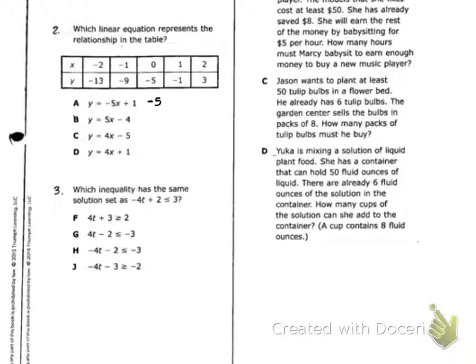Negative 5 times negative 2 is 10 plus 1. That's 11. And what I should get is negative 13. So that doesn't work. Alright, so let's do another one. So this one's A. Let's do B. 5 times negative 2 minus 4. 5 times negative 2 is negative 10 minus 4. That's negative 14. So again, that's still not negative 13.